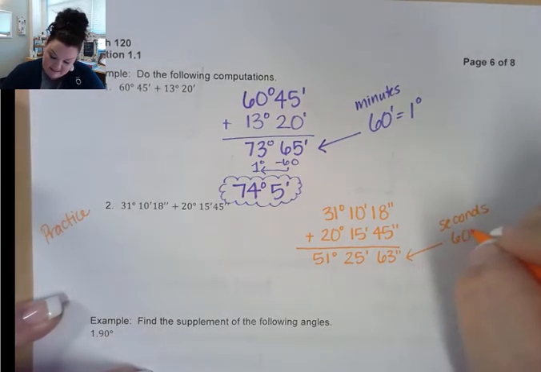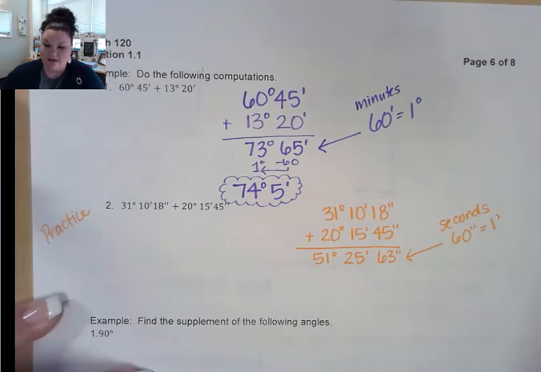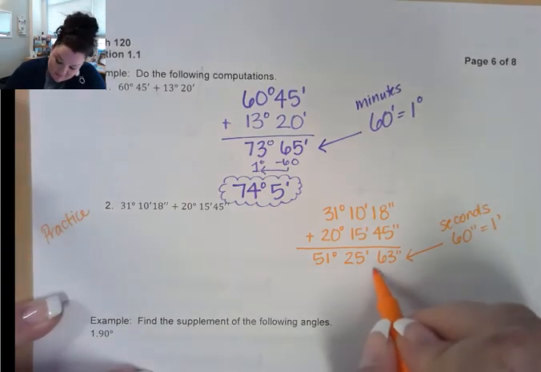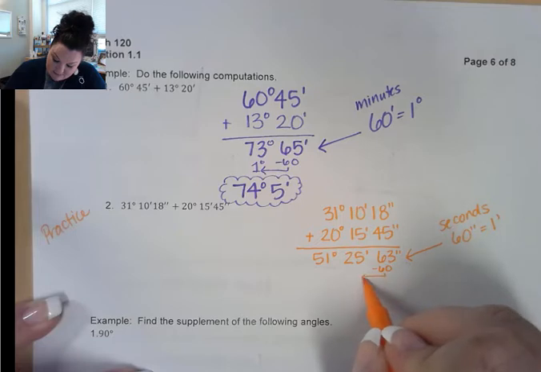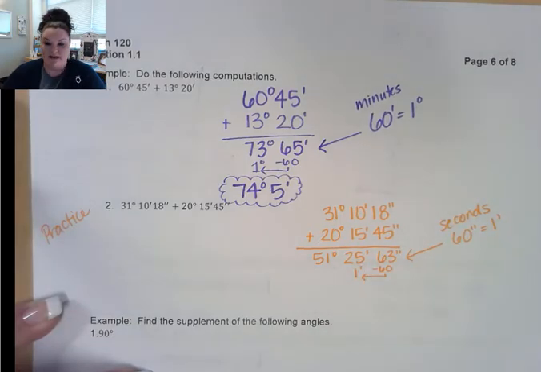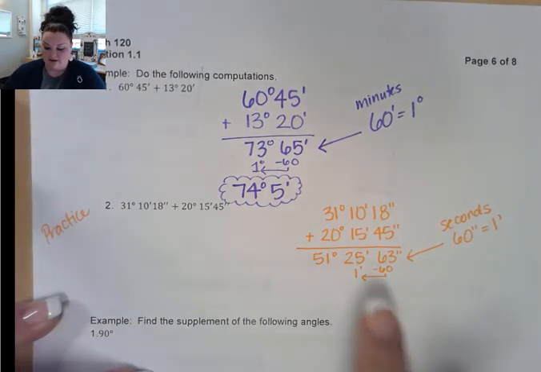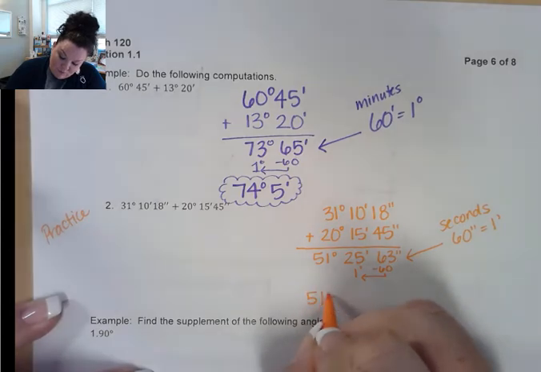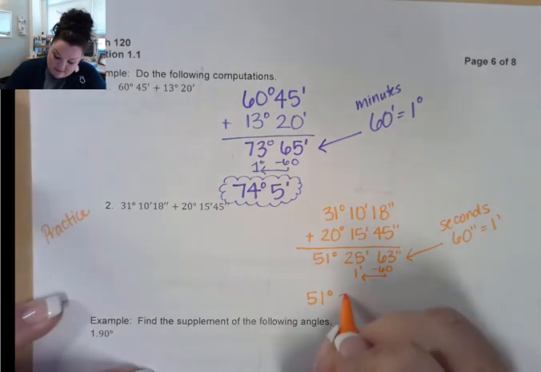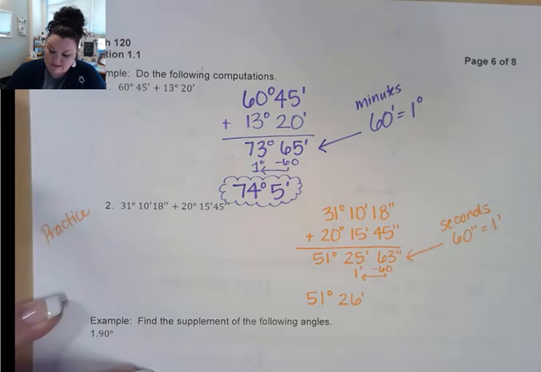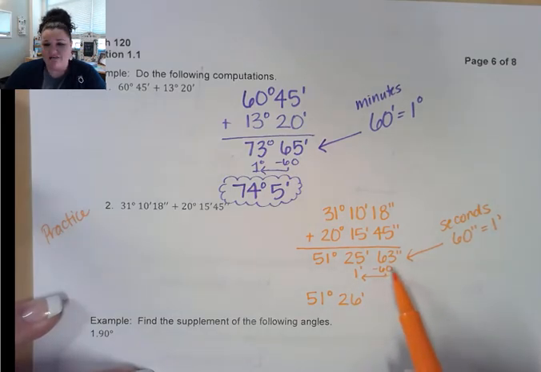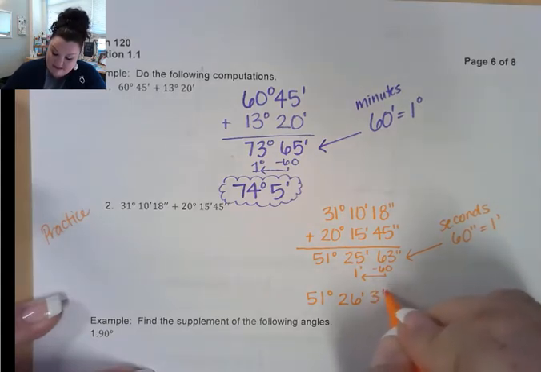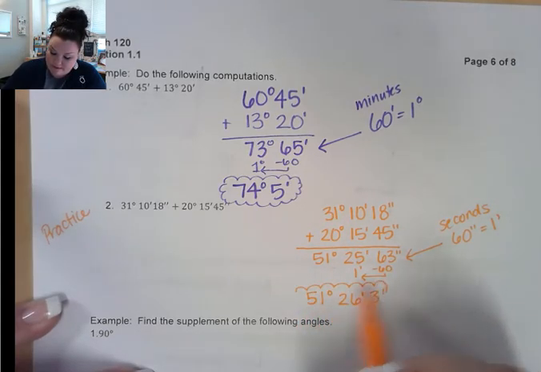So it takes 60 seconds to equal 1 minute. So I can think of subtracting these 60 and moving it over and adding 1 minute. Does that make sense? Okay, and I don't care if you show this, I'm just visually showing it for those of you who are visual learners. So this leaves me with 51 degrees. That's going to give me 26 minutes. And then because I took away 60 of these seconds to turn it into a minute, I only have 3 seconds left. Okay.